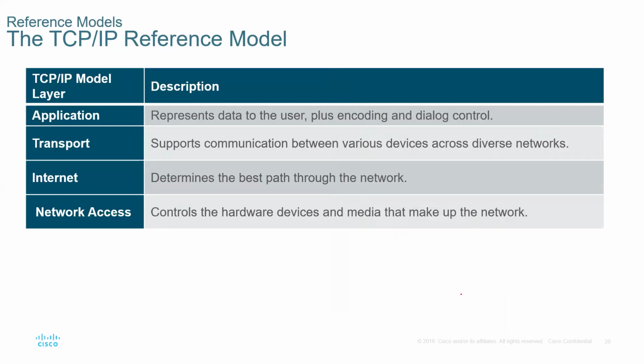Application represents data to the user, encoding, dialog control. From the definition, we have the presentation layer already, which is responsible for this, and encoding as well. Dialog control, this is the session layer in OSI. So you can see the sum of presentation and session already. Right? The transport layer supports communication, the same as OSI.